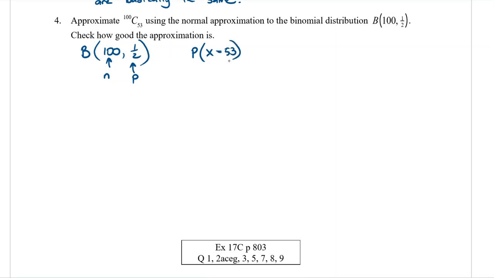now I'm choosing 53 because if I use my binomial formula, it would be 100C53 times (1/2) to the power of 53 and (1/2) to the power of 47, or in other words, (1/2) to the power of 100. And here is the 100C53 that I'm trying to approximate. Okay? So if I can find the probability of x equal to 53, and I just have to divide it by (1/2) to the power of 100, I've found an approximation for my 100C53.